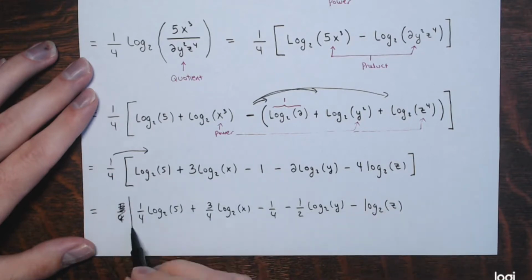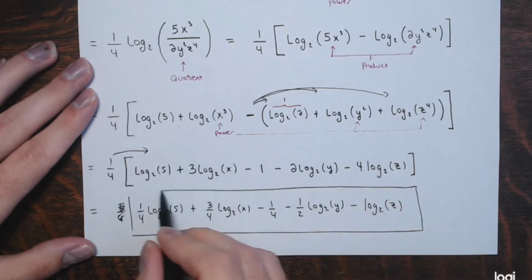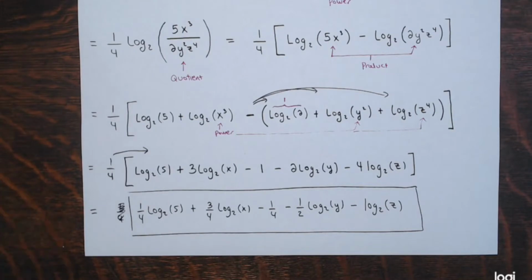And this, I know it's crazy, it's long, but this is it. This is as far as I can go. I can't use the product, quotient, or power properties anymore. Look at all the arguments. And that's what I'll enter, this crazy long expression at the end here.